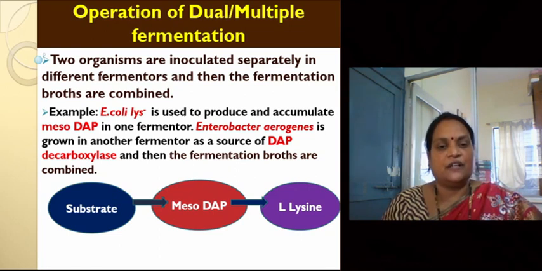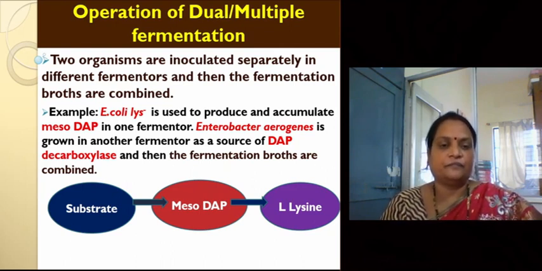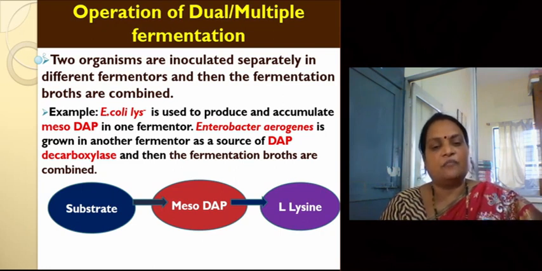Enterobacter aerogenes is a source of the enzyme DAP decarboxylase. In this case, it is used as a source of enzyme DAP decarboxylase, because this enzyme acts on meso-DAP and meso-DAP gets converted into L-lysine, which is our product. Therefore, Enterobacter aerogenes is used here as a source of DAP decarboxylase. When we mix the contents of both the fermenters, this enzyme is available now.